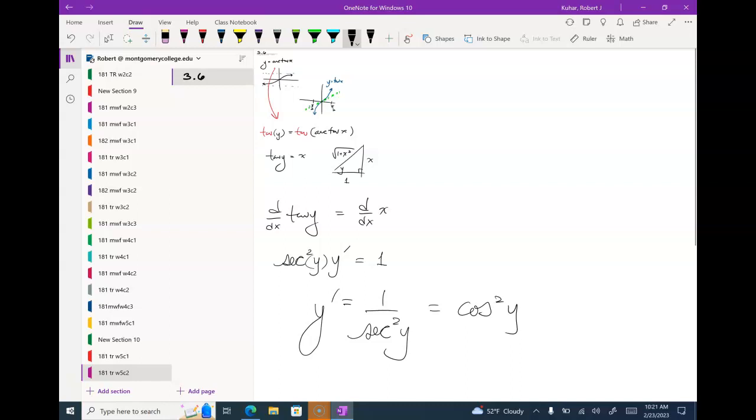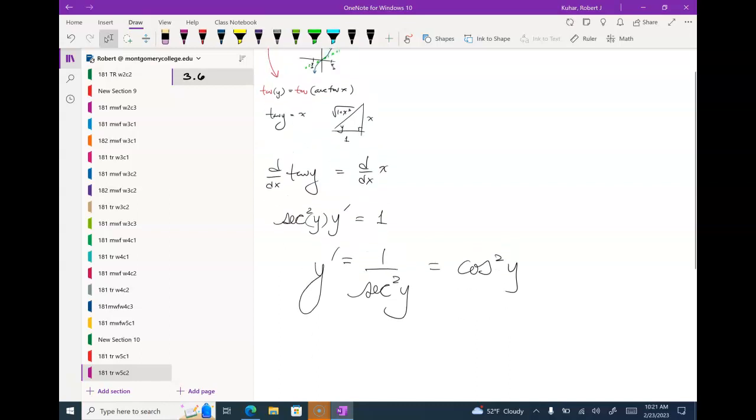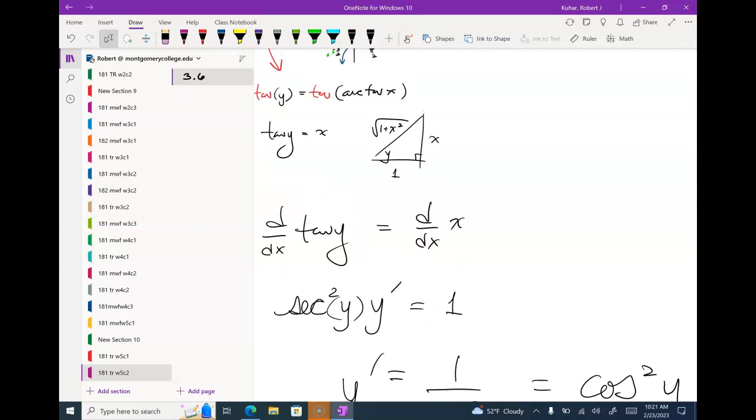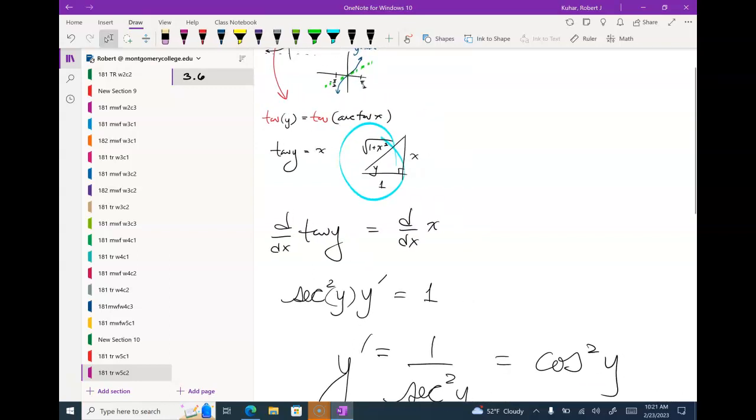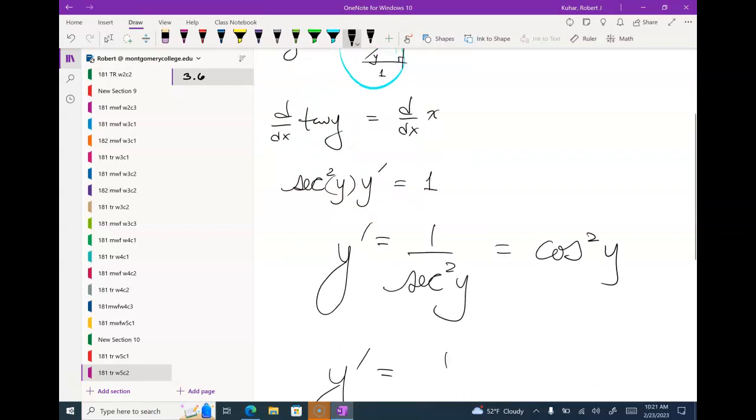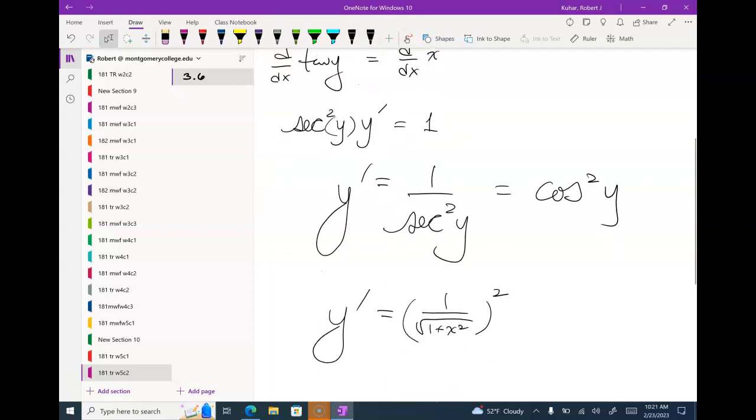Yeah? And from the triangle, what do I get? What's my ratio for cosine? Yep, adjacent over hypotenuse, right? So 1 over square root of 1 plus x squared, quantity squared, right? Because it's cos squared. So the final answer is 1 over 1 plus x squared. There's my derivative of the arctan of x.